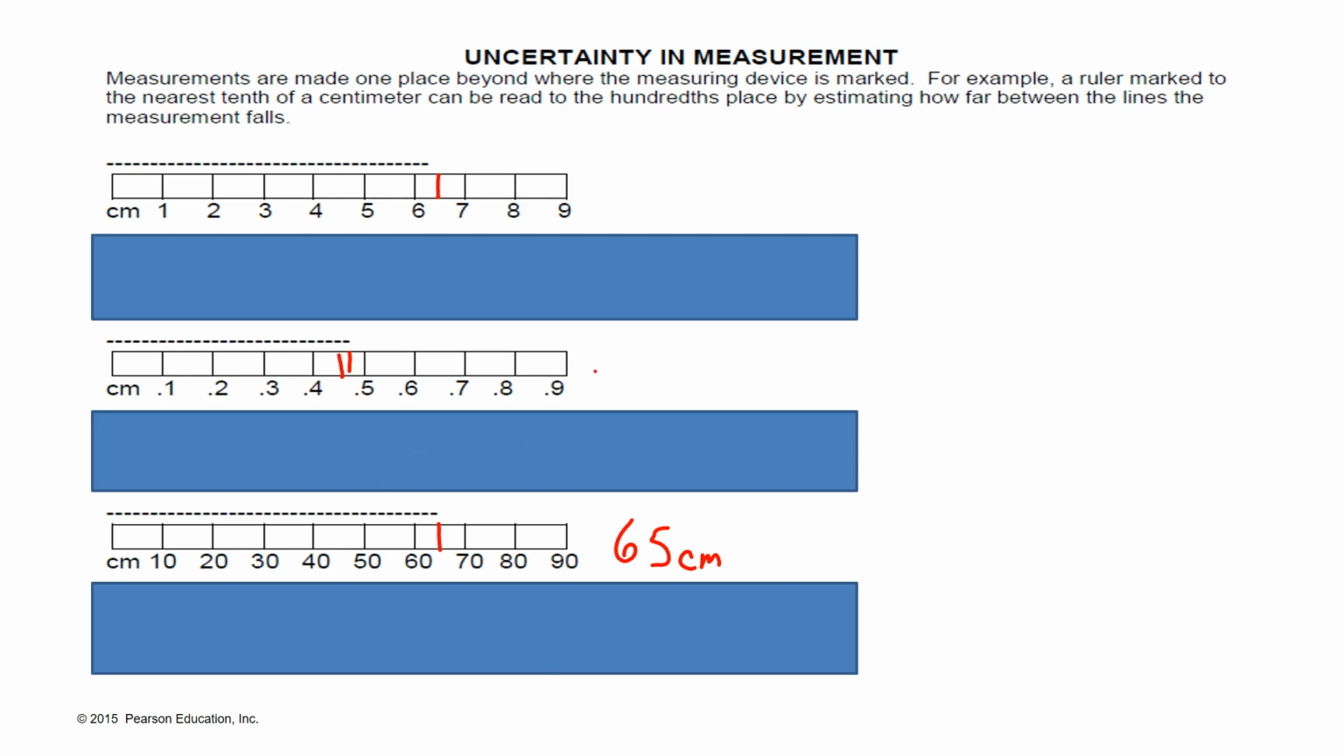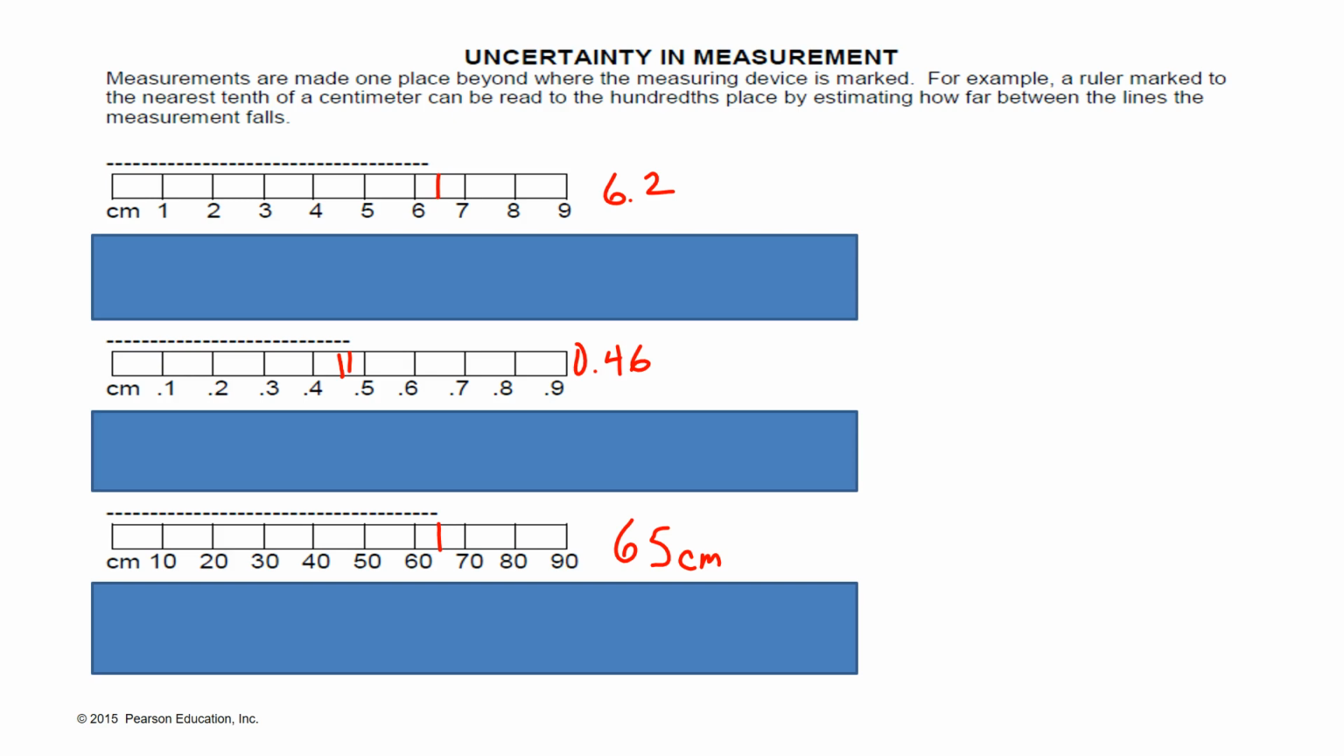I might call this one 0.46. All right, somewhere around there. This one, I might call it 6.2. Somebody else might say 6.3. I know it's not 6.5 because it's not halfway. But I know it's less than 6.5. All right, but I don't know exactly how much less it is.